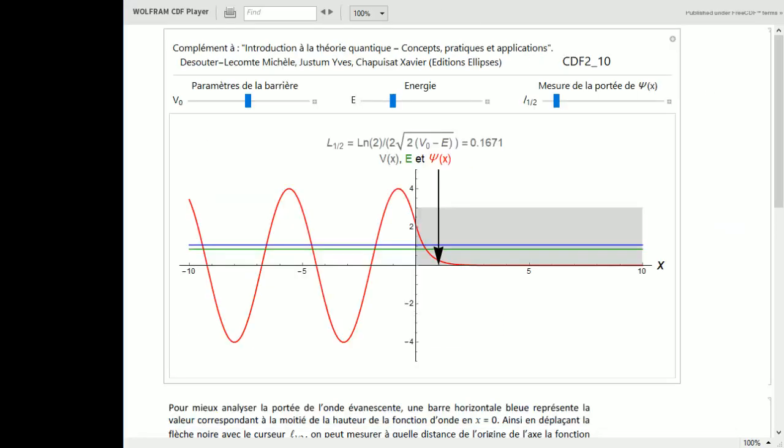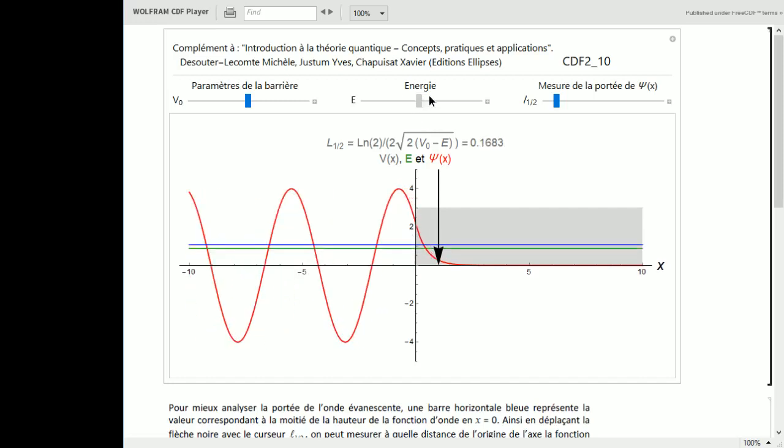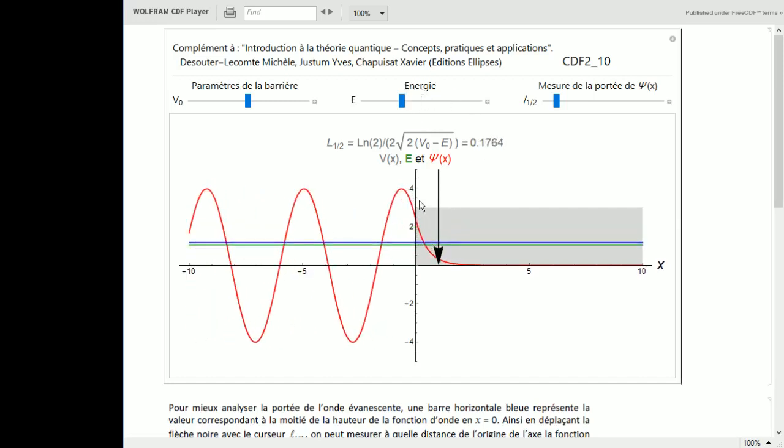Then I have this thingy here. It represents a variation of the potential. Imagine you have a particle with energy E, and you have a barrier that starts at x equals 0. From minus infinity to 0 there is no potential, and then suddenly we reach a barrier. What if the energy of the particle is greater than the barrier? There is no problem with that, because it's like regular mechanics: the particle will go right through because it has enough energy to go through.